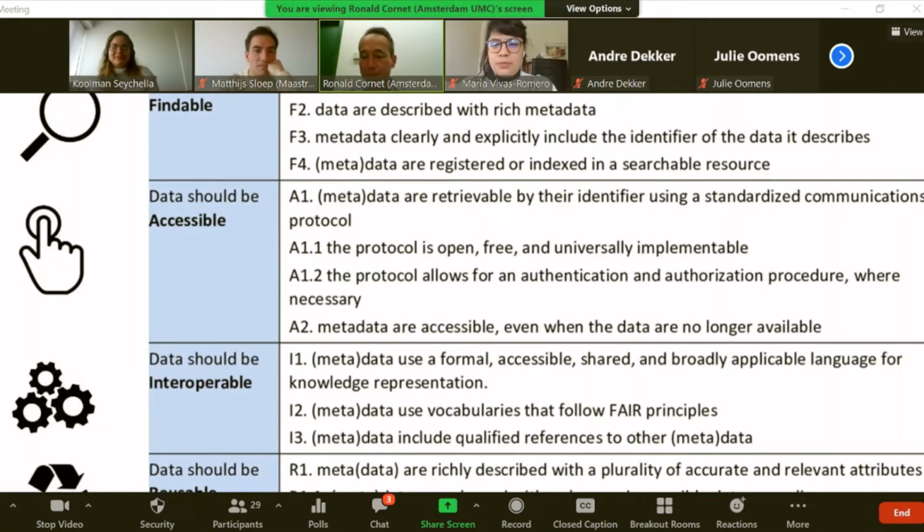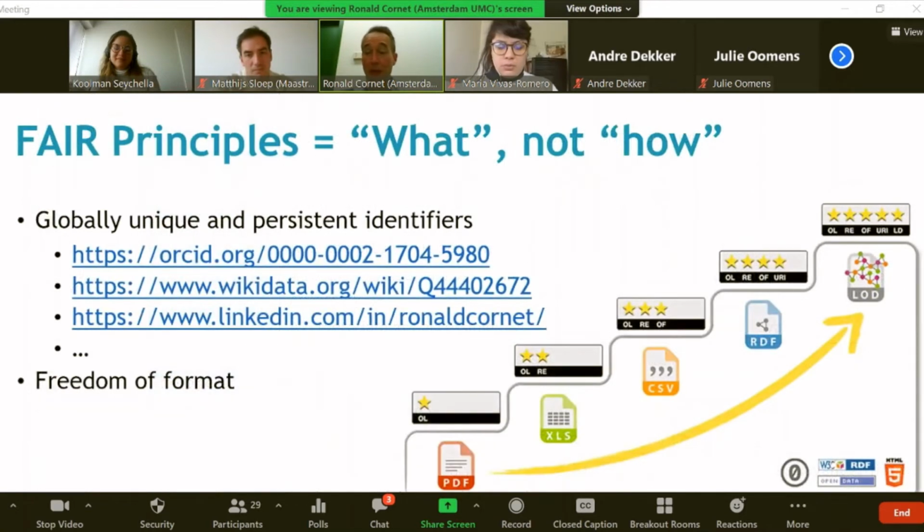So, well, this is at a high level, you see the 4 letters and you see some of the sub-principles that are specified within each of those FAIR principles. It's important to realize that FAIR principles is about what and is not about how.